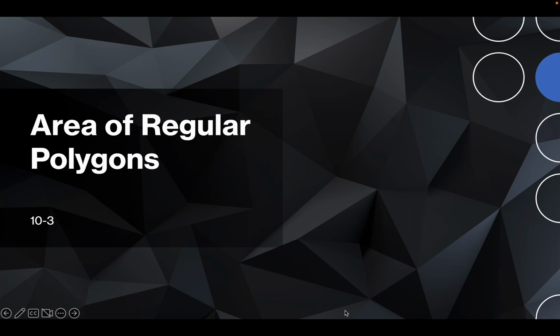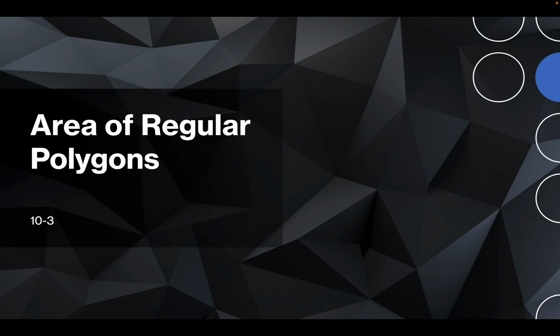Hey everybody, today we're going to be talking about the area of regular polygons. Polygons are shapes with many different sides. It could be 3 sides, it could be 8 sides, it could be 10 sides. And when they're regular, it means that all of the sides are the same size. So let's go ahead and take a look at it.